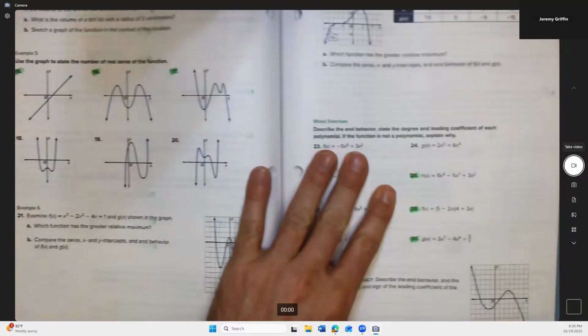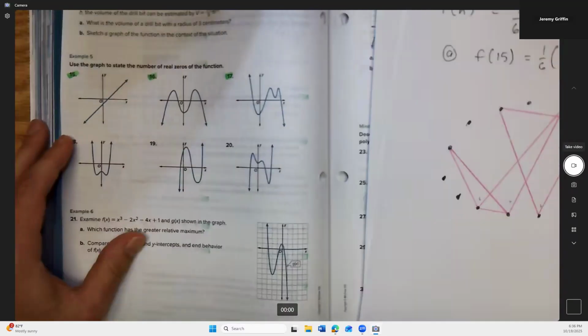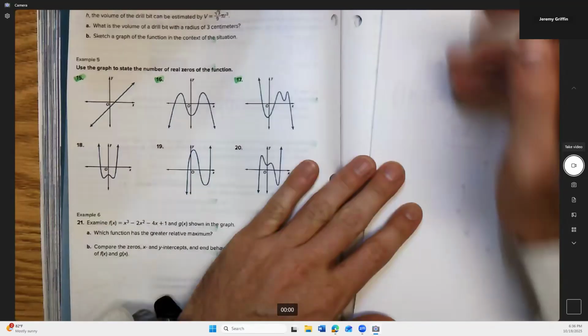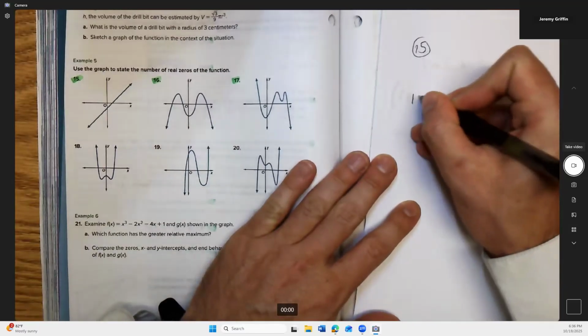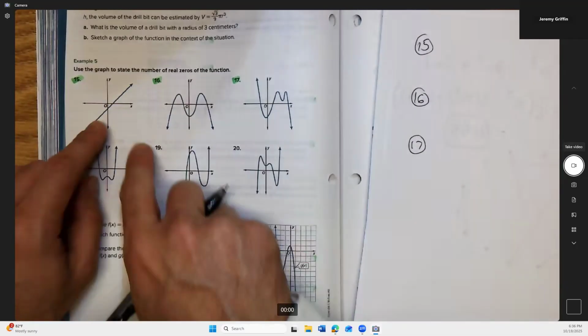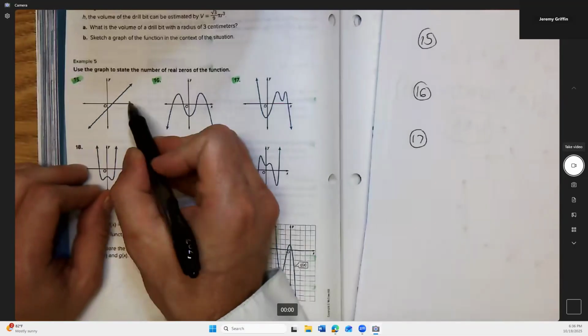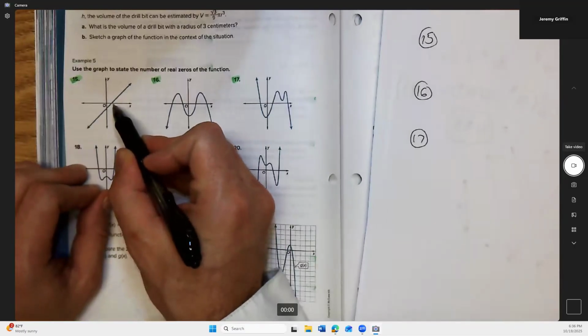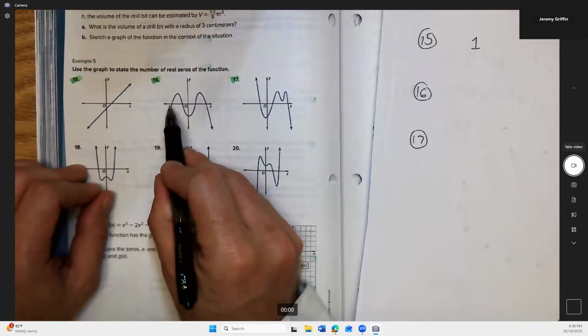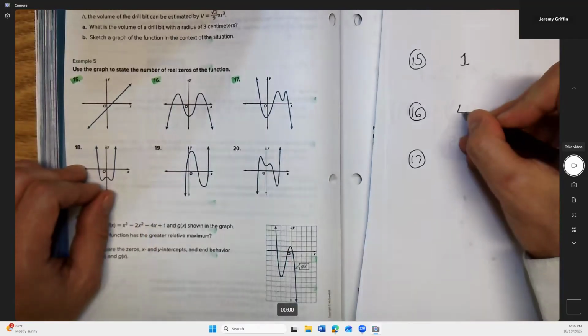Okay. I think we got three quick ones here we can knock out real fast. So 15, 16, 17. State the number of real zeros. Remember, real zeros is the number of times it crosses the x-axis. And I see one right here. So the answer is 1. There's only one real zero. Now this one, I see 1, 2, 3, 4. So there'd be 4 real zeros.